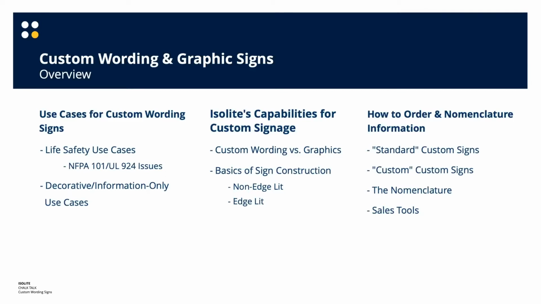I want to draw a distinction between what I'll call a confusingly named standard custom sign and a custom sign. I think that distinction will make a lot more sense when you see it on screen. I also want to touch on nomenclature and some consistency that we're trying to imbue upon our spec sheets to make this easier for everybody. And then we'll end with the sales tools.